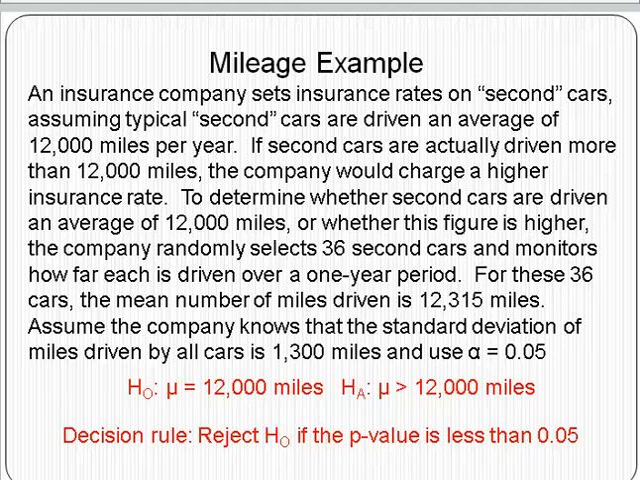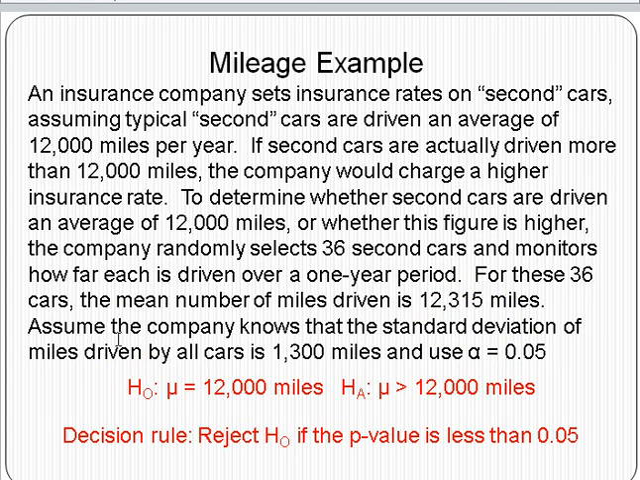If cars are actually driven more than 12,000 miles, the company should be charging higher rates because there's increased risk with additional miles. To determine whether second cars are driven an average of 12,000 miles or whether this figure is higher, which would mean that we should be charging additional premiums, the company randomly selects 36 cars and monitors how far each is driven over a 1-year period. For these 36 cars, the mean number of miles driven is 12,315 miles. So this is the sample mean.